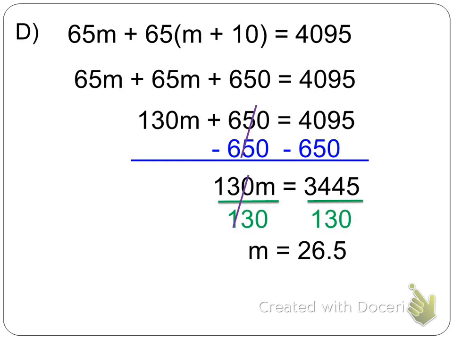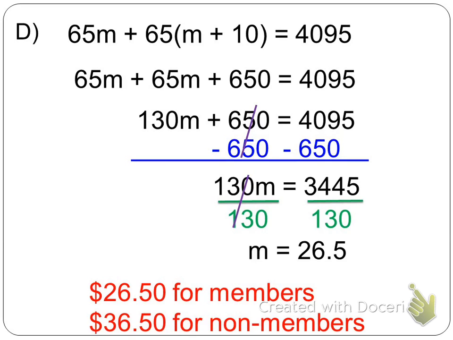And what does this m represent? The cost per ticket for members, right? And remember that non-members paid $10 additional. So 26.5 as money is $26.50. And then add $10 to that. That'll give you the other price. So the members and the non-members. Don't forget in word problems to take it back to whatever way we're talking about.